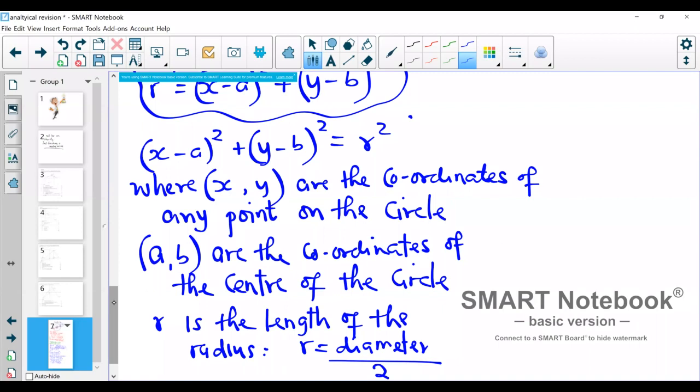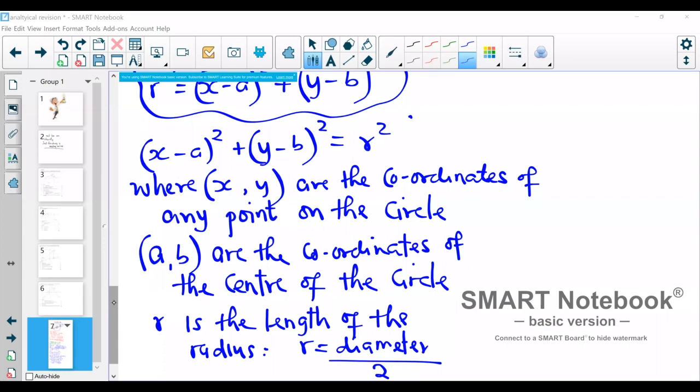So these are the main things that you need to know when it comes to a circle. X and Y are any points on the circle. A and B is the center of the circle. And R is the radius of the circle, and the radius is the diameter of the circle divided by 2. Okay, so basically, that's what we need.